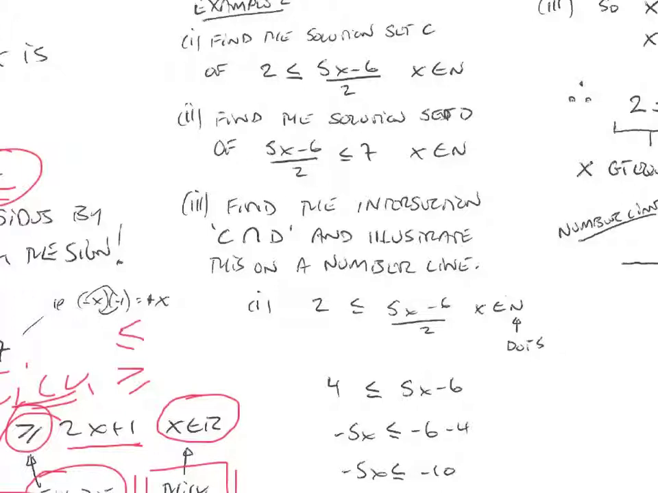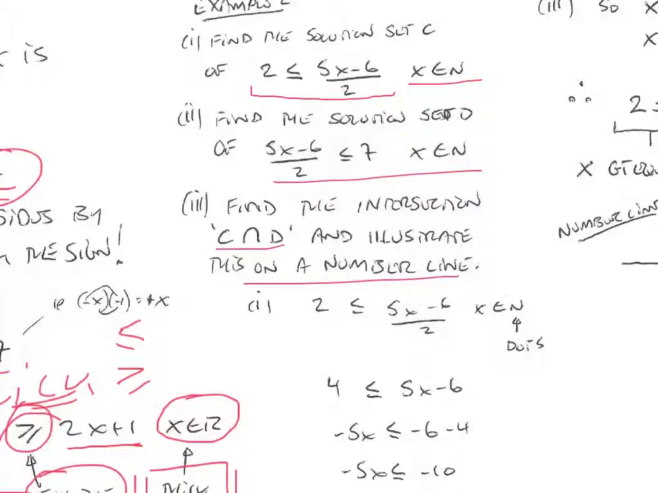Now, a more advanced example, but still using the same theory. So find the solution set C, of 2 less than or equal to (5x minus 6) over 2, for natural numbers. We're also going to find the solution set of D, find the intersection of C intersection D, and illustrate this on the number line.